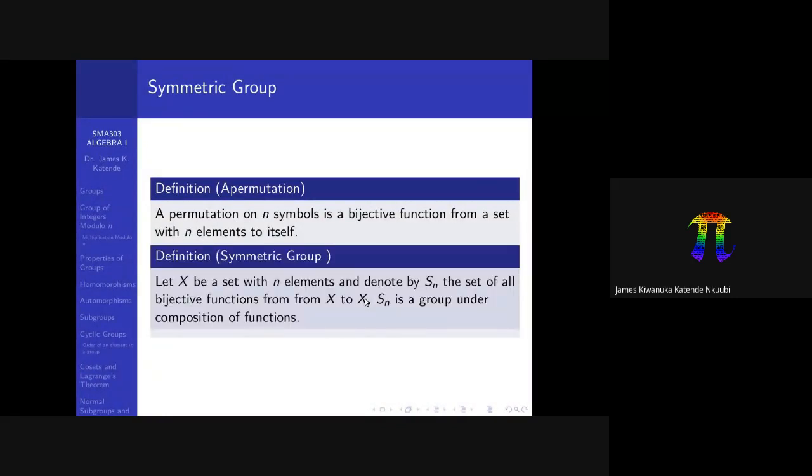So if you consider a set which has exactly n elements, and then we denote this set by Sn, we call it Sn. So this Sn, no. The set is X. X has n elements. And then we create a new set Sn, which consists of all the bijective functions from X to itself. So all these functions from X to itself, we call that set Sn, and we claim that Sn is a group under the composition of functions. So this is a symmetric group, the set of all bijections from X to itself.